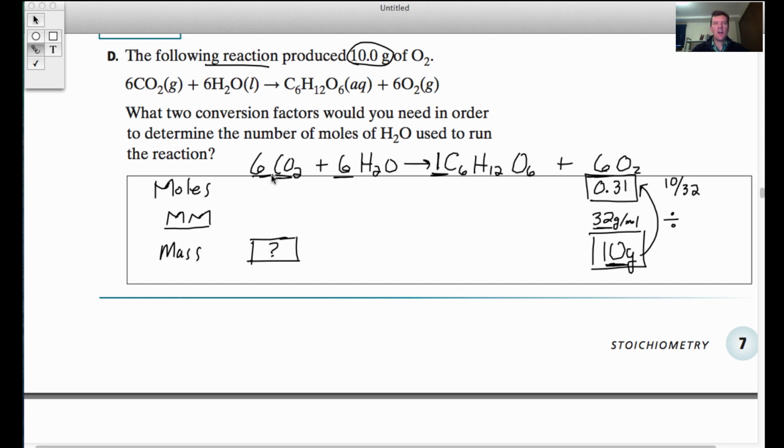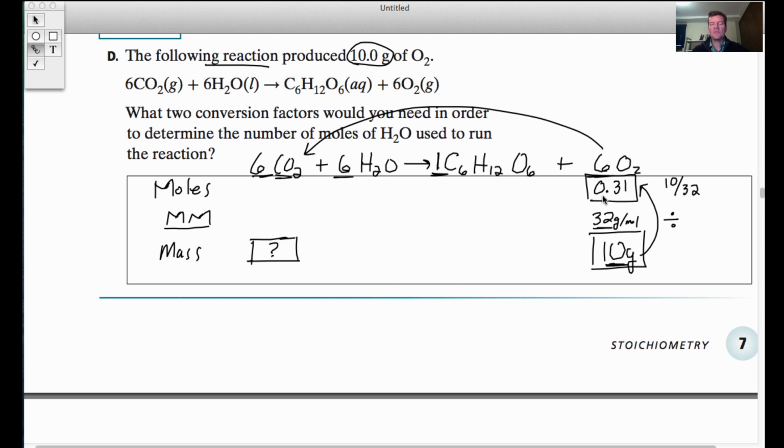Now I have to get all the way over here to carbon dioxide. Well, the way I go from one column to another column is not through the mass. I cannot go 10 grams directly to my answer over here for mass of carbon dioxide. I have to go over this bridge here, which uses the mole ratios, the coefficients.